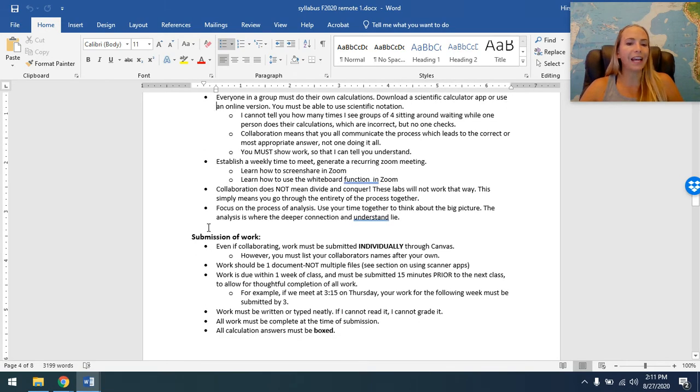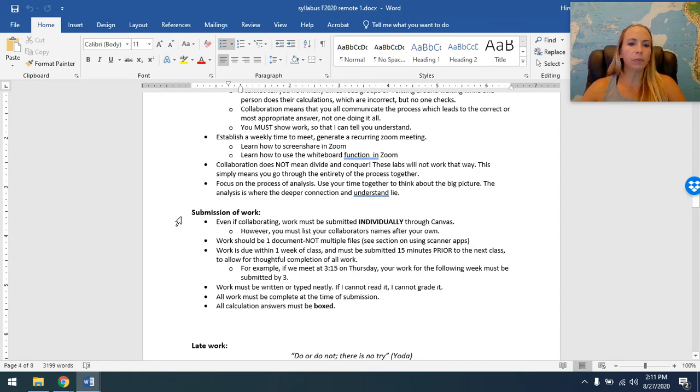Focus on the process of analysis. Use your time together to think about the big picture. What are the implications? What are the applications? What does it mean? What does that lead you to? What other questions does that bring to mind? So the analysis is where that connection and that understanding lie, and that's where your focus should be. That's what I'm really looking at when I'm going through and grading. Everything else is steps to get there.